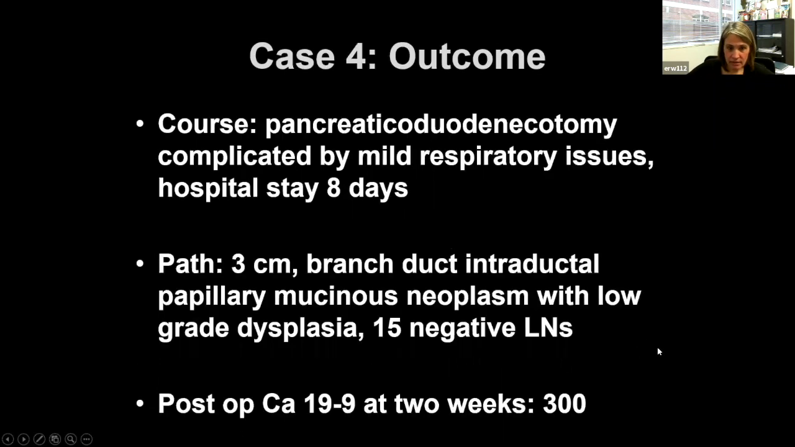So in this case, he got an operation to remove his pancreas head. He had some trouble after the operation that was fairly minor, but emphysema related. His hospital stay was a little bit prolonged. On pathology, however, he had a 3 centimeter IPMN with low grade dysplasia and no evidence of things that we would have potentially suspected in the case of solid components. And his post-op CA19-9 never really came back down to normal. It just remained at 300.